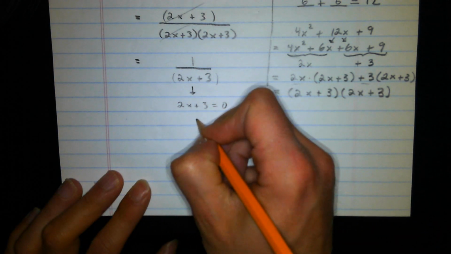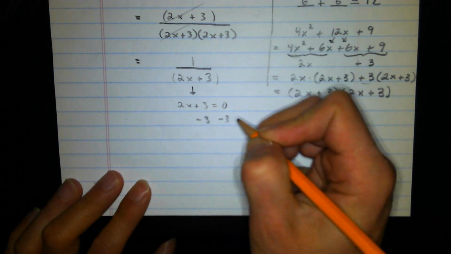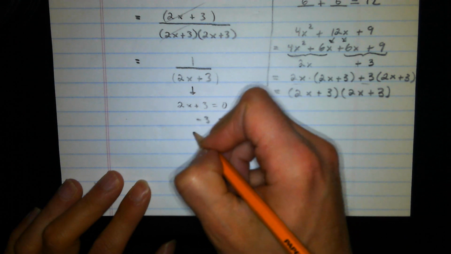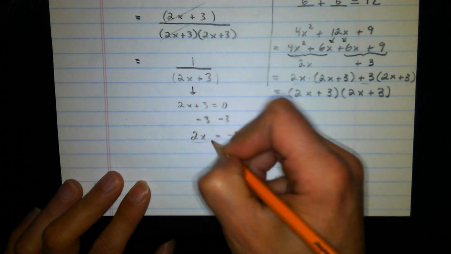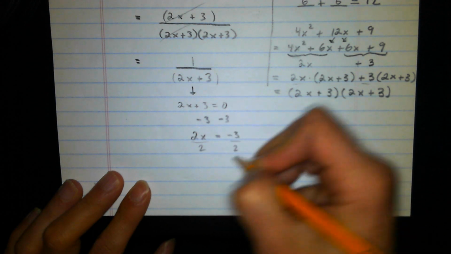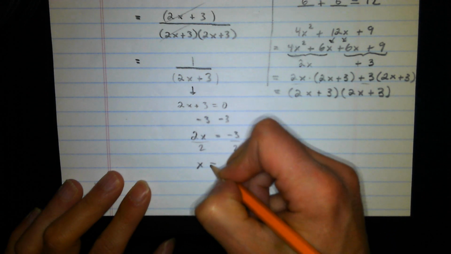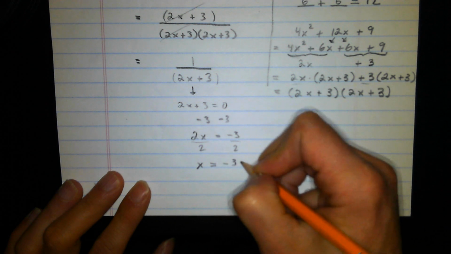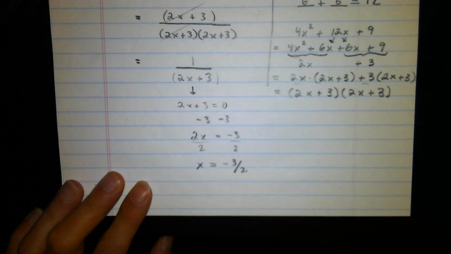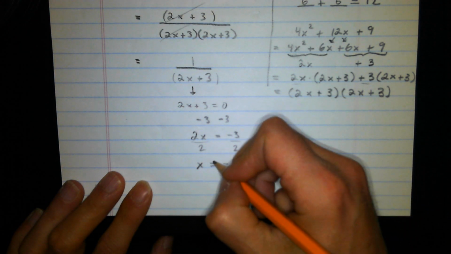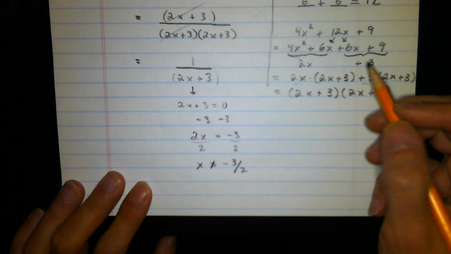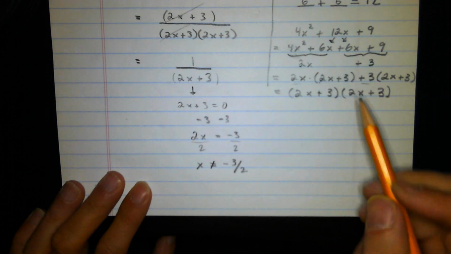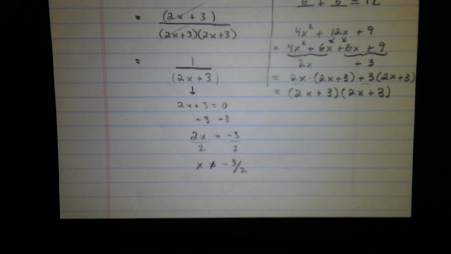I'm just going to minus 3 from both sides. And then divide by 2. And that gives me x equals minus 3 over 2. And of course, just like in the last video, we have to say that x cannot equal negative 3 over 2 because that will give us division by 0. Okay, all right, so that's that example.